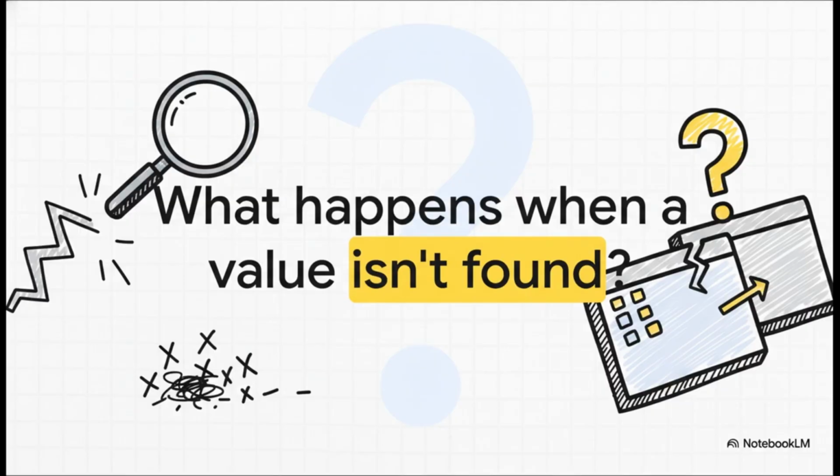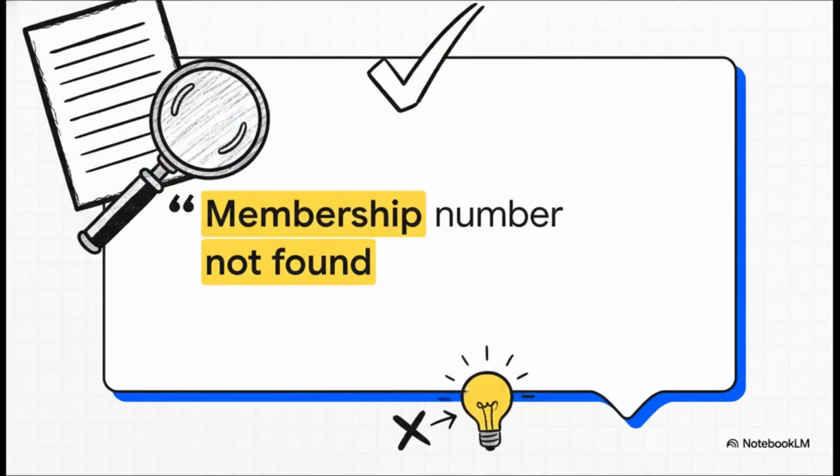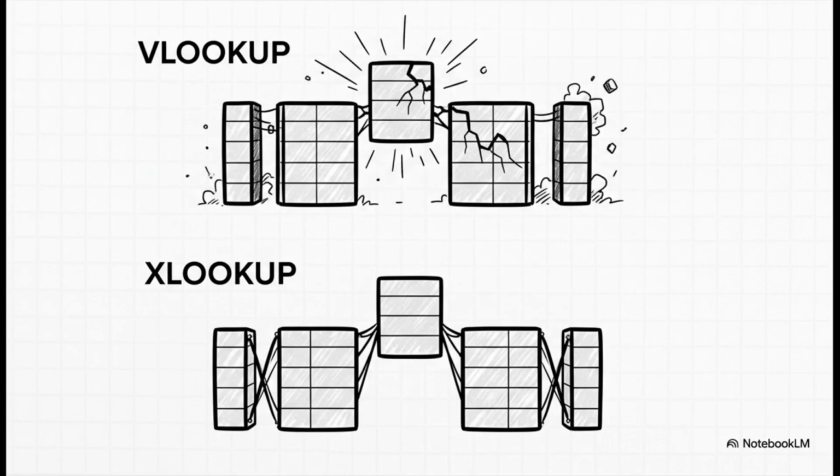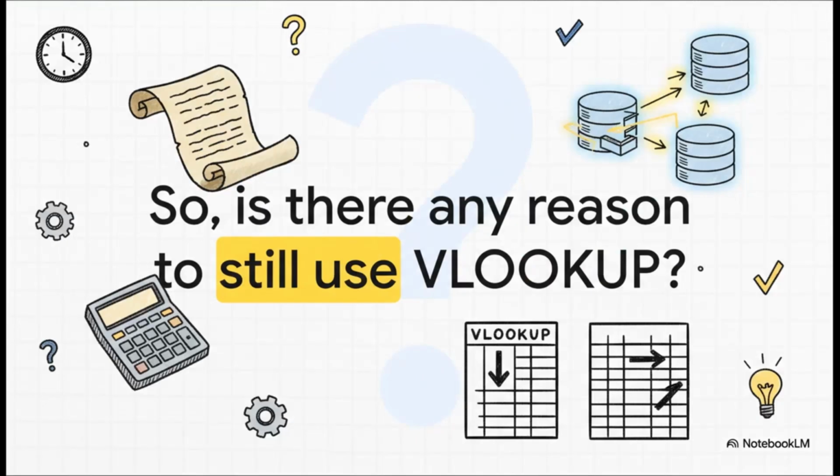Okay, what about when the thing you're looking for just isn't there? VLOOKUP just spits out a confusing error. XLOOKUP, though, lets you write your own helpful message. So instead of that ugly error code, your sheet can say something clear and useful, just like this. Plus, XLOOKUP is just plain safer. Adding or removing columns won't suddenly break your formula. So when you look at the features that really matter most, well, XLOOKUP is the clear winner.